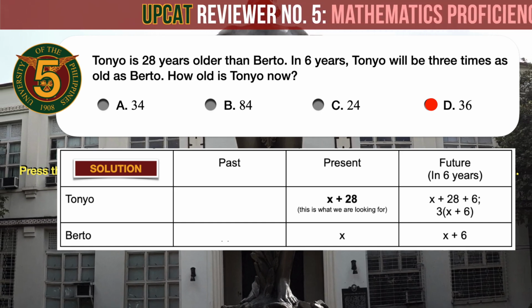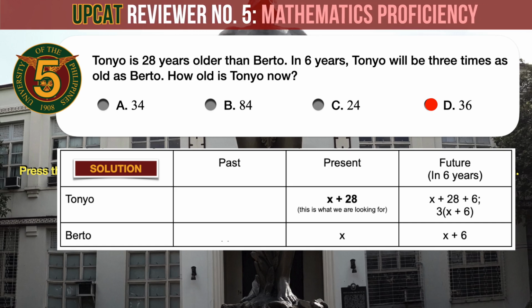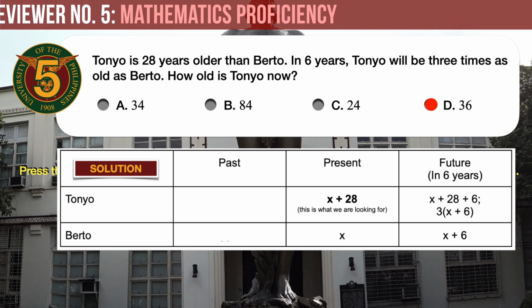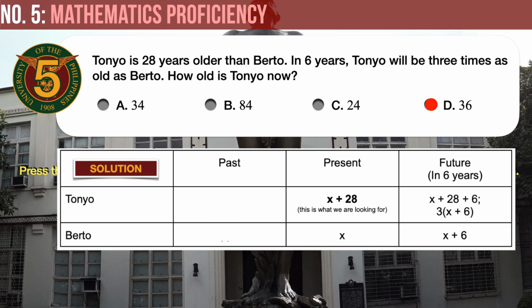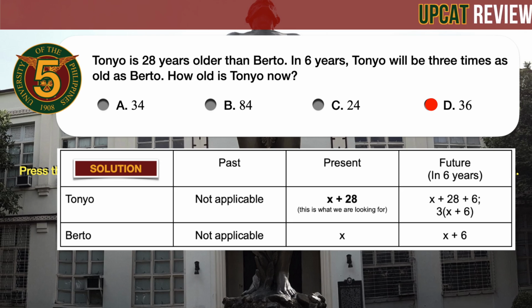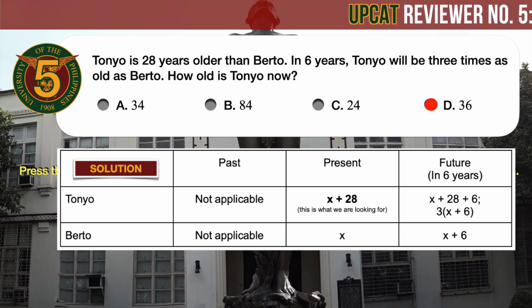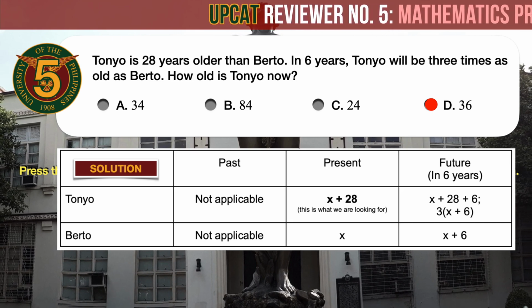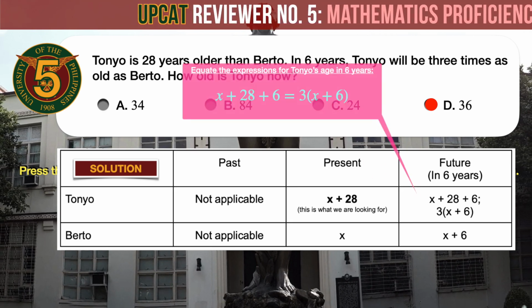Take note that 3 times the quantity x plus 6 is also equal to Tanyo's age in 6 years, since in 6 years, Tanyo will be 3 times as old as Berto. What about the past column? Since there is no reference about the ages of Berto or Tanyo in the past, we can simply ignore this column, or mark it as not applicable. Step 3.